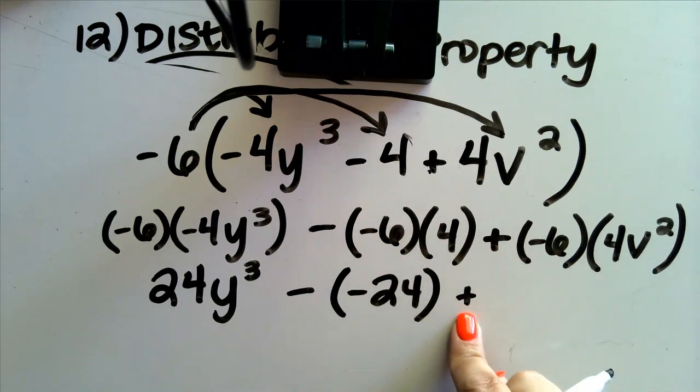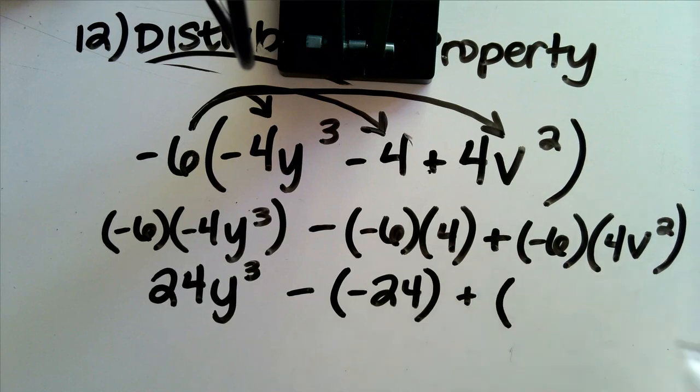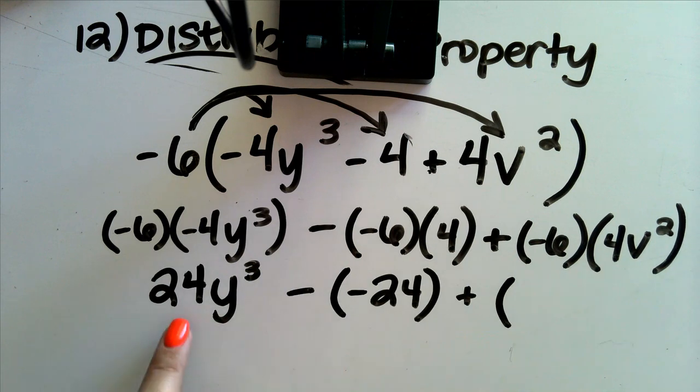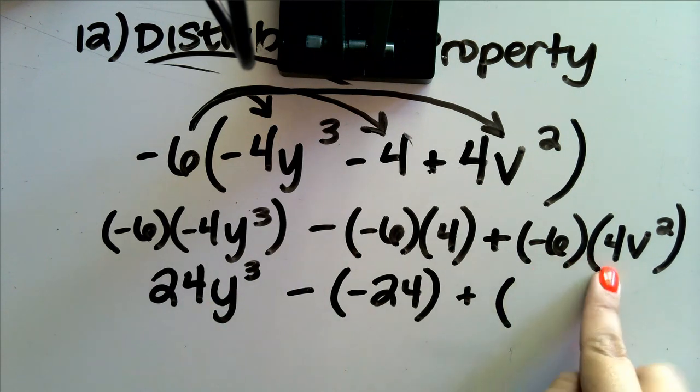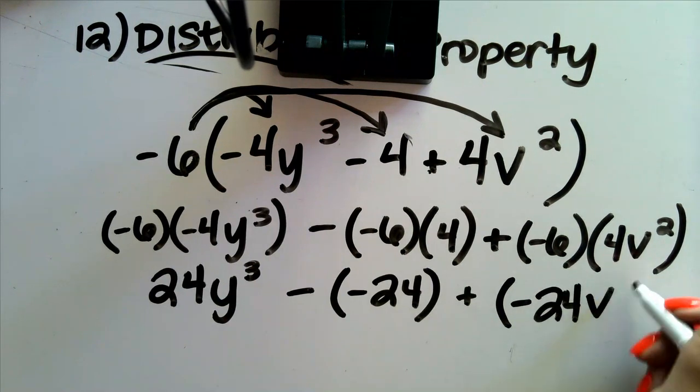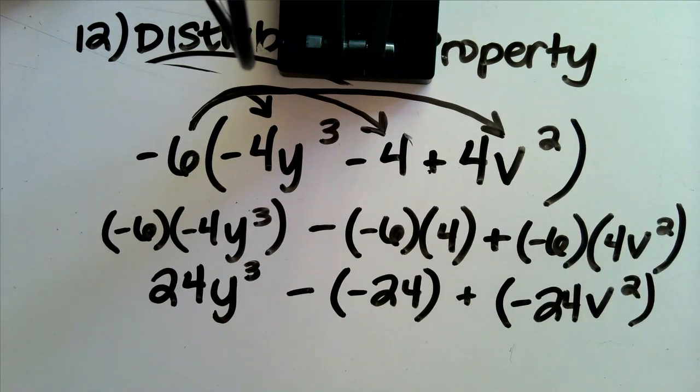Bringing down that addition sign, we're going to go ahead, write that out. Negative 6 times 4v squared. We're going to treat this exactly the same way as we did the first time. Negative 6 times positive 4 is negative 24v squared. Okay, we did all our multiplication.